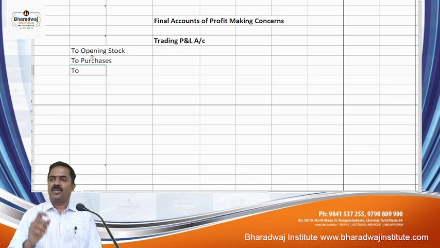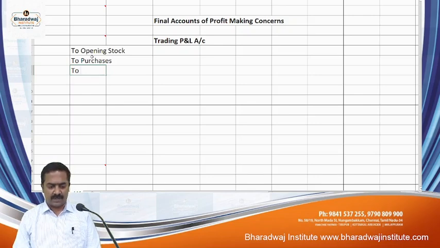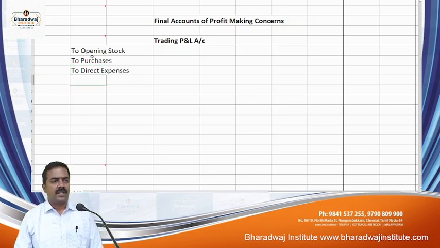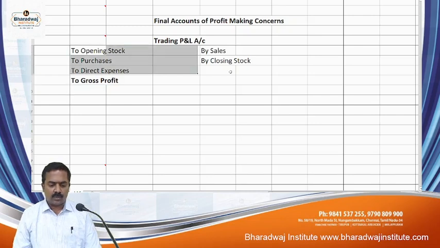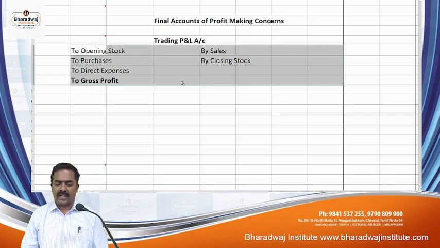Then, if goods are withdrawn by the proprietor, what will you do? We will eliminate them from purchases. Direct expenses: what are all the direct expenses that will come in the trading account? Wages, carriage inwards, freight inwards, all those things will come as direct expenses. By sales and closing stock, the balancing figure will give us which one? Gross profit.